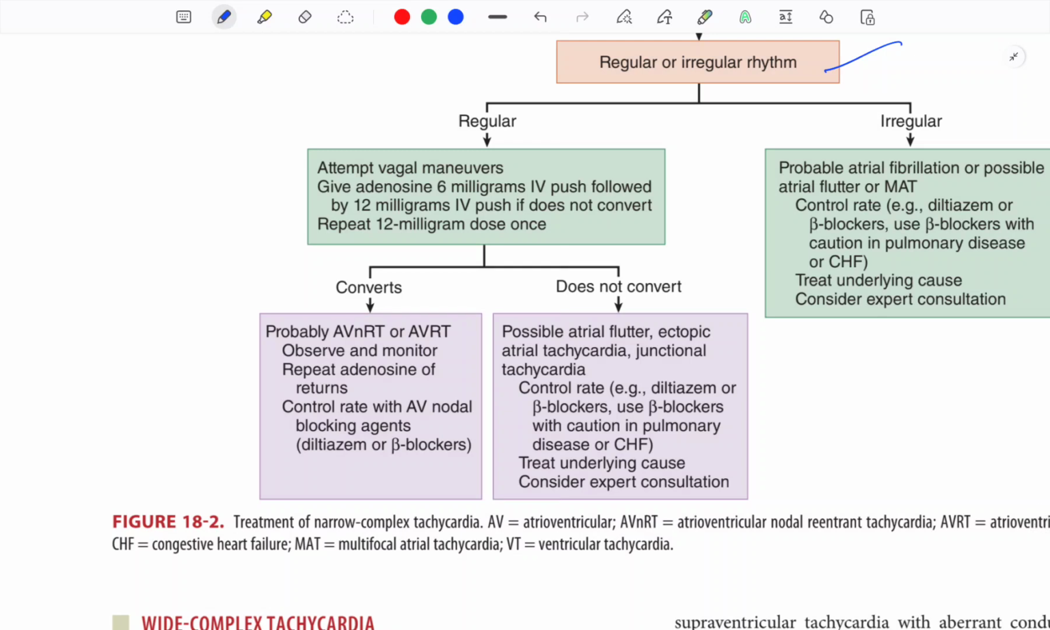If the patient does not convert, there is still tachycardia. It is possible atrial flutter, ectopic atrial tachycardia, or junctional tachycardia. We can just control the rate with diltiazem or beta blocker. And beta blocker, be careful in pulmonary disease, asthma, CHF. Treat the underlying cause and call cardiology.